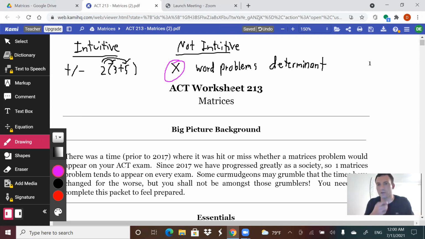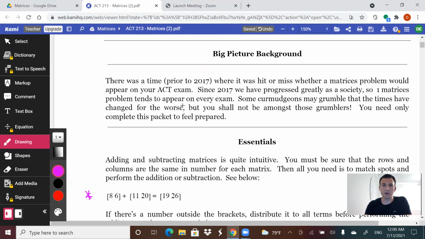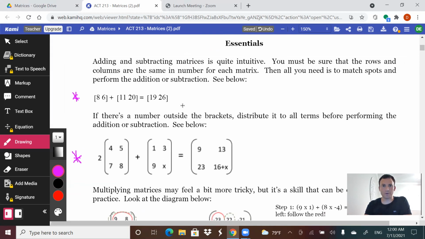If you feel like you don't understand it at the end of this packet, just type into Google matrices multiplication problem worksheet, or maybe go to Khan Academy, but get more practice. Make sure you feel comfortable doing it, because it does take some repetition, matrices multiplication. But let's look at the intuitive stuff first, and we'll look at it real quickly.